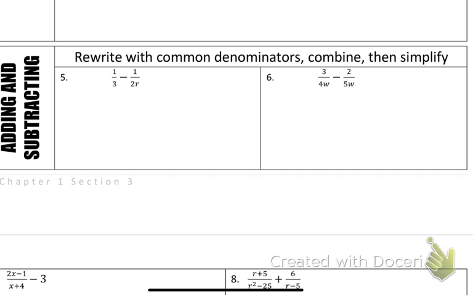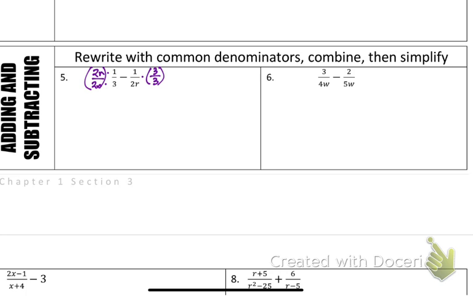So if I have 1 over 3 minus 1 over 2r, and that's why I gave us plenty of room on both sides, I'm just going to multiply the 1 over 3 by 2r over 2r. I'm going to multiply the 1 over 2r by 3 over 3. I just use the other denominator. That's it. If you're not sure what to do, use the other denominator.